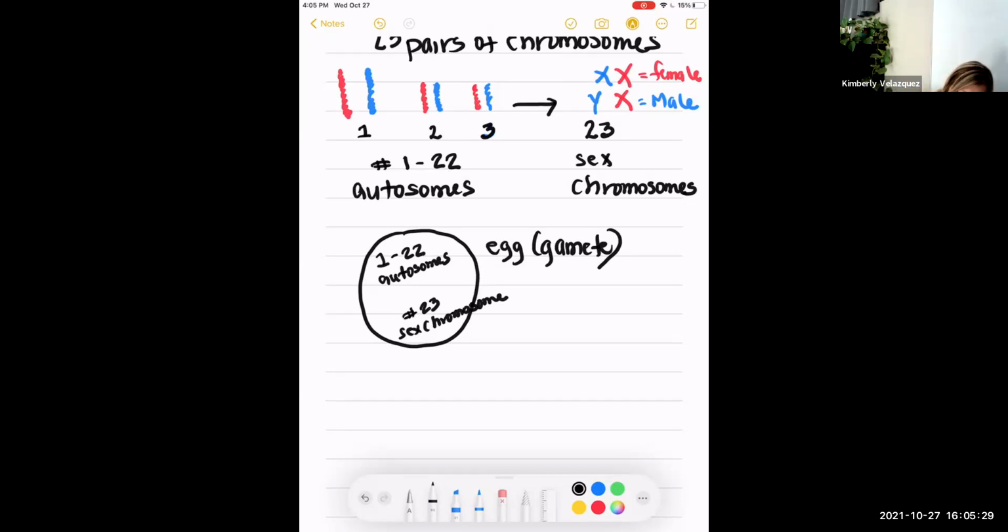Females can only give their offspring an X because they only have X's. So 50% of their offspring are going to get this X and 50% are going to get this one. In males, when they go through this reduction division, 50% of their sperm get this X and 50% are going to get that Y. So males can give an X to some of their offspring and a Y to others. Females can only give X's. So it's really the male, the sperm, that determines the gender of the offspring. So sex chromosomes are not the same thing as gametes.